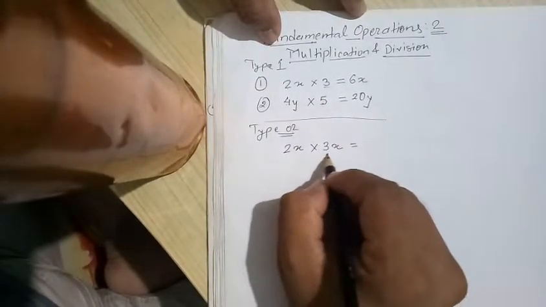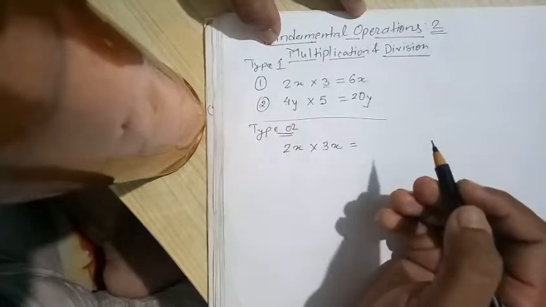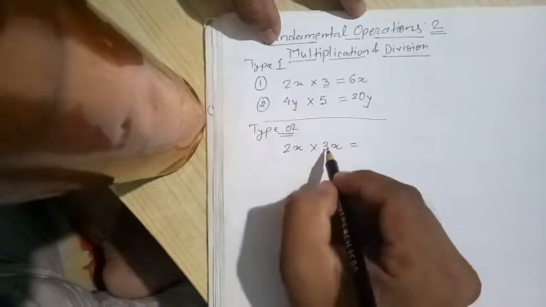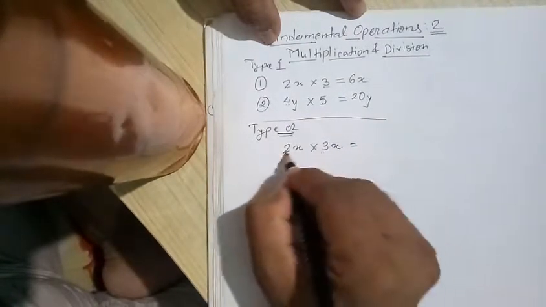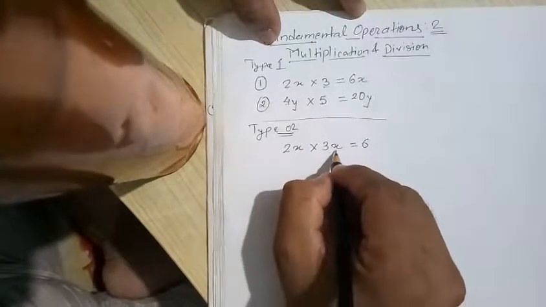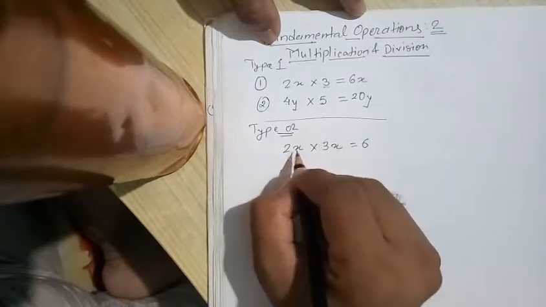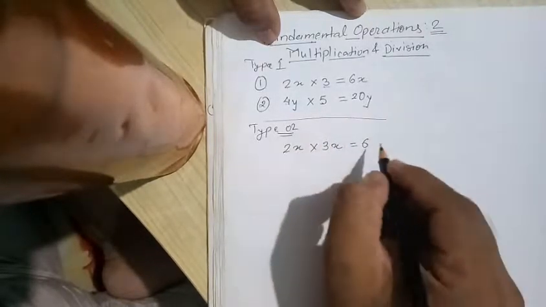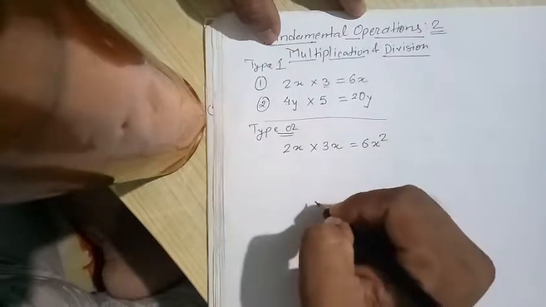In the last example you saw a constant without any variable. This time your multiplicand has a constant as well as a variable. So what will happen? Very simple. Multiply the constant with the constant, so 3 twos are 6. Here comes the next important step: x will multiply with x. So x multiplied with x gives you the square of x.